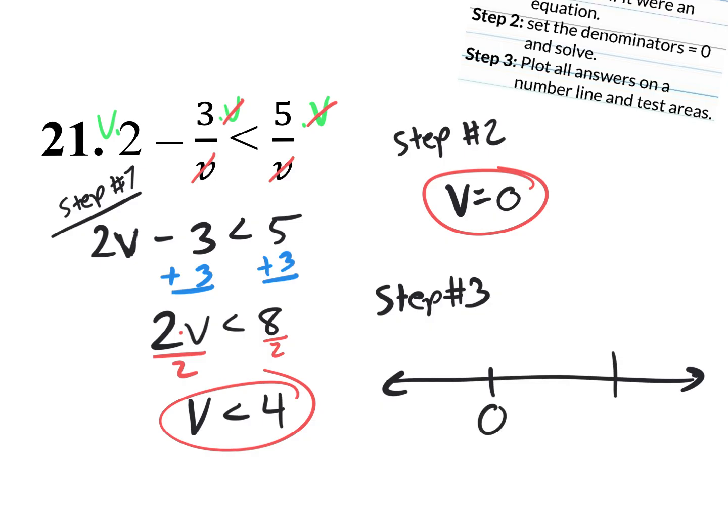So here's 0, here's 4. I plotted them on my number line. Like I said, you could have said that this was equal. That way it would say v equals 4 and you just plot the 4 right there. So it's not just plotting your answers on a number line. It says, and test the areas.